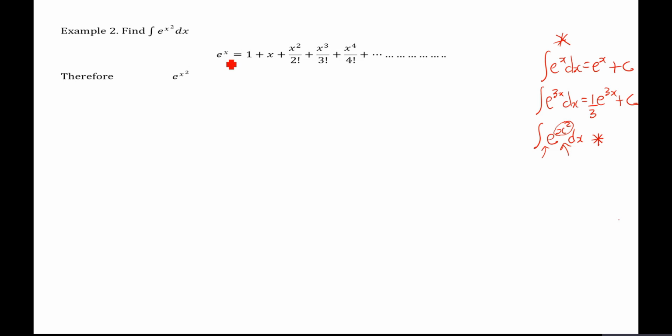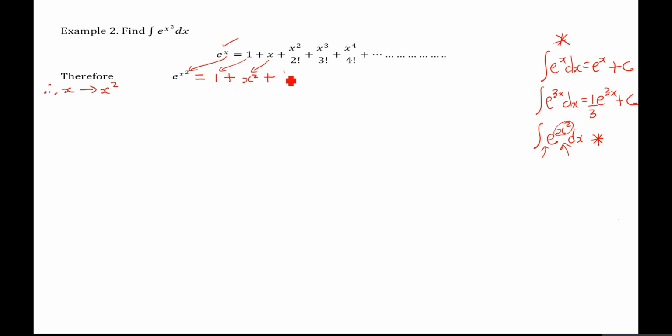Well, I will start off with e to the x, and there's my series expansion for e to the x. And then using that series expansion, I will find a series expansion for e to the x squared. In other words, wherever I see x, what do I replace it with? X squared. So x is replaced by x squared. So let's do that. The 1 will stay. Then wherever I see x, what do I replace it by? X squared.